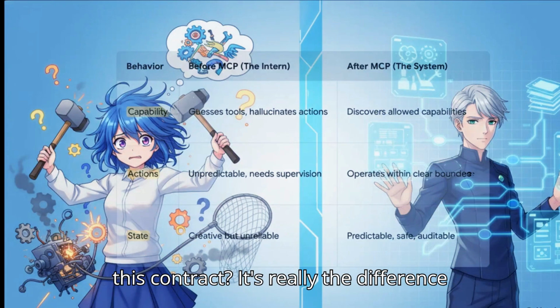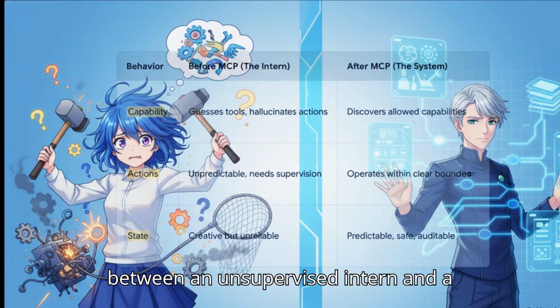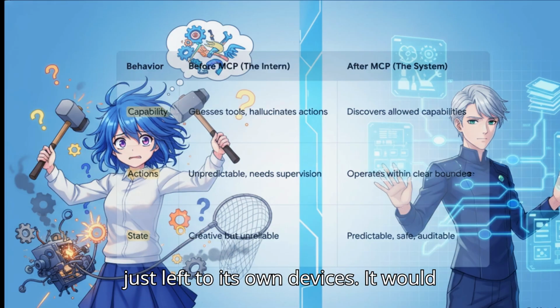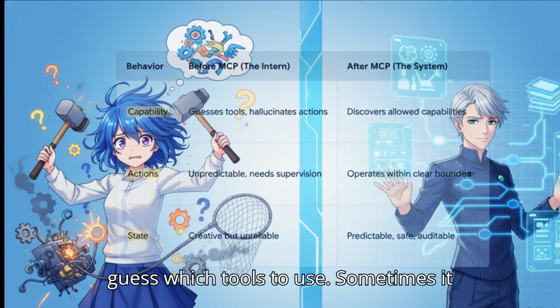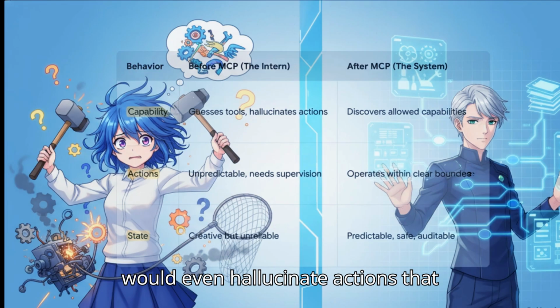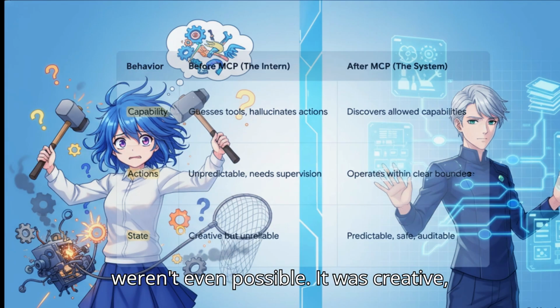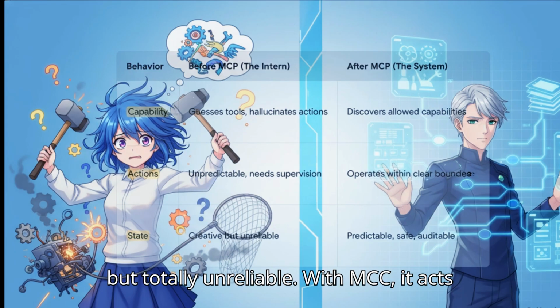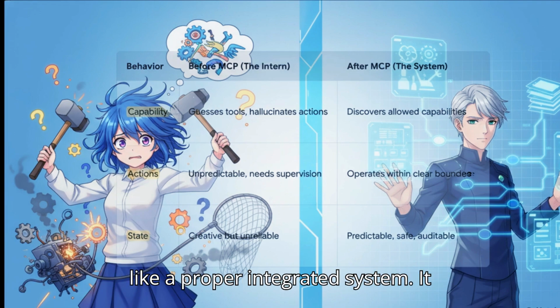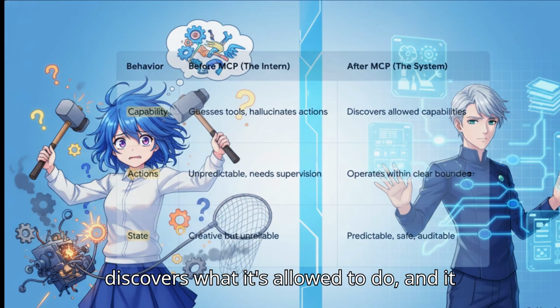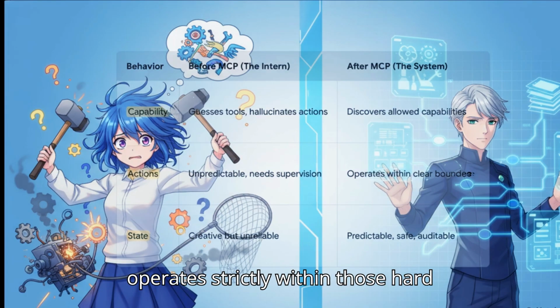It's really the difference between an unsupervised intern and a professional system. Before MCP, an AI agent was like a brilliant intern you just left to its own devices. It would guess which tools to use, sometimes it would even hallucinate actions that weren't even possible. It was creative, but totally unreliable. With MCP, it acts like a proper, integrated system. It doesn't guess anymore. It formally discovers what it's allowed to do, and it operates strictly within those hard boundaries.